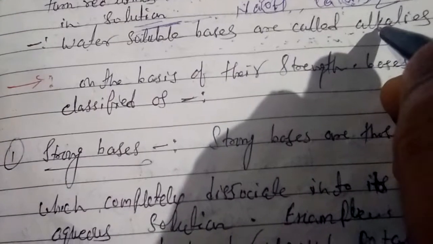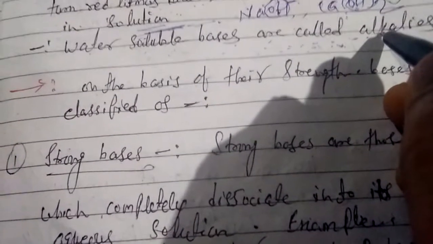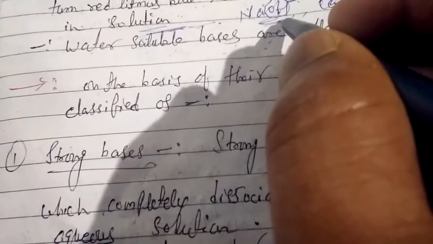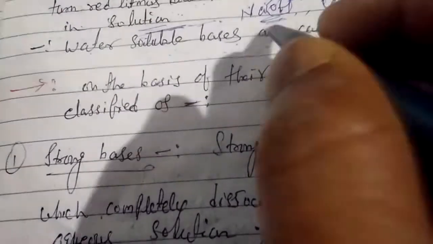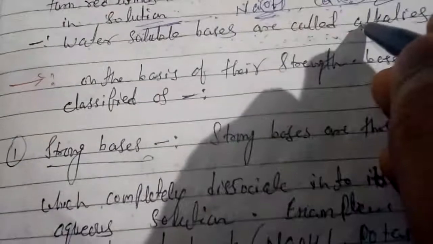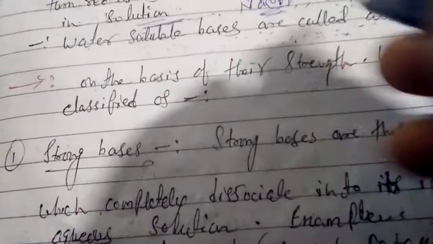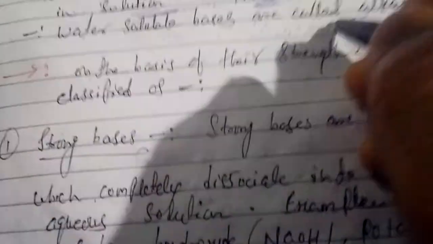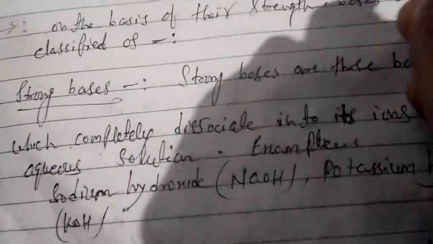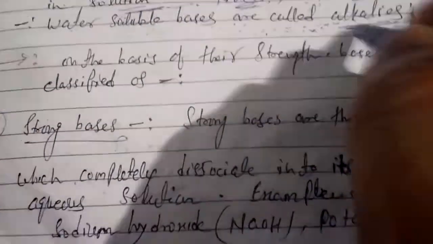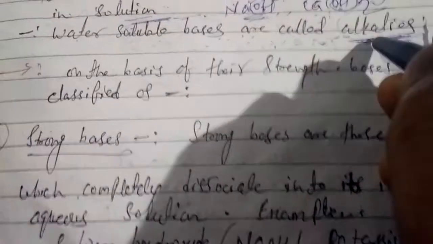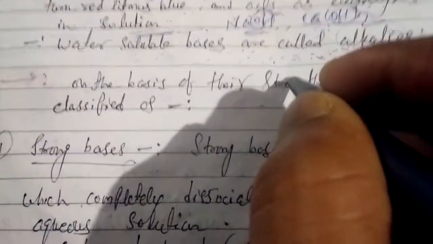Okay, so alkali means what? NaOH, KOH, Ca(OH)2, calcium hydroxide. These are alkali. Understand? It means they are water soluble, easily dissolved into water and dissociate into ions. That is known as alkali. And also you know that all alkali are bases, but all bases are not alkali.